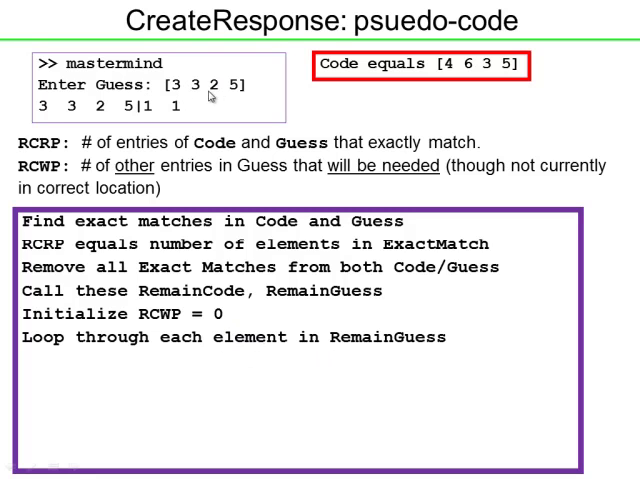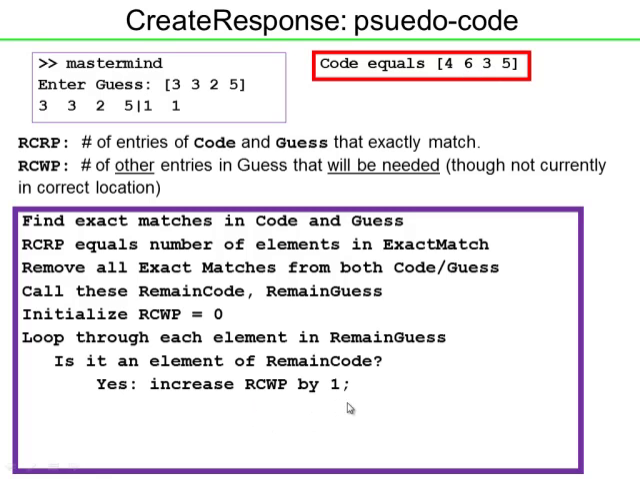That's this 332. And I'll see if it's an element of remaining code. So is 3, let's start here. Is it in here? And the answer is yes, it is in there. It's right there. If it is an element, increase this by 1, so that changes from 0 to 1. And then delete that element from the remaining code. I've used up that 3.